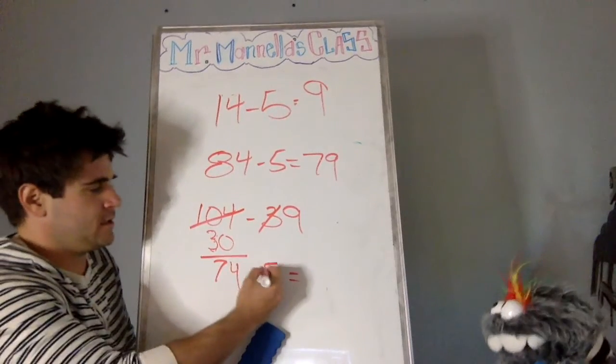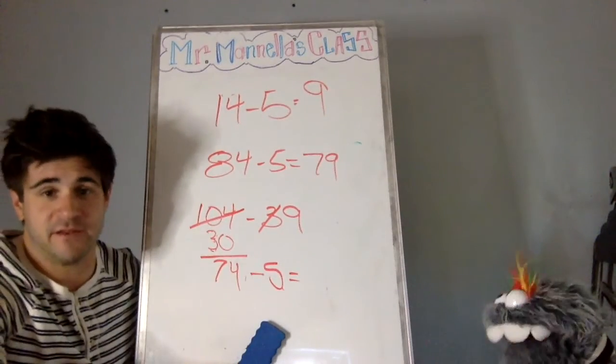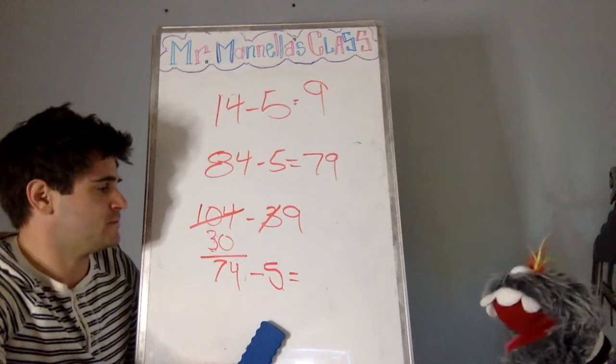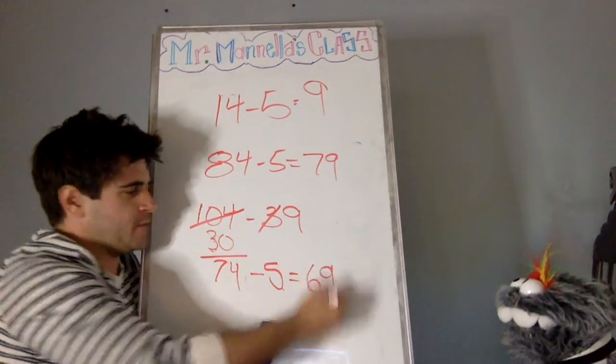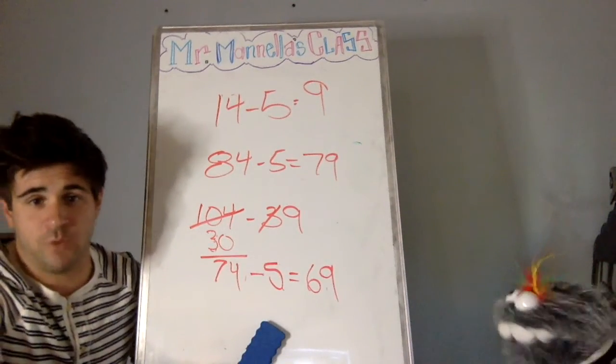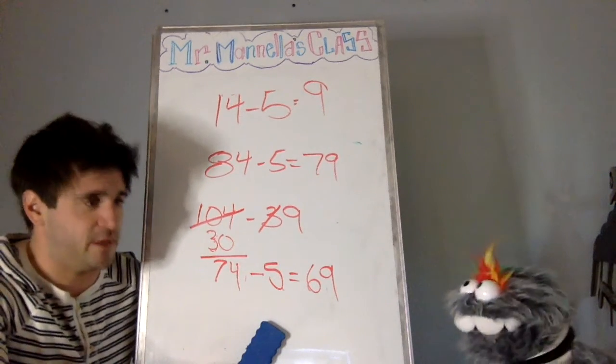Okay. There we go. That 74 looks more familiar. What's 74 minus 5? 69. Very nice. Thank you. Okay, 69. Let's move on to the last one, and then we have some other stuff to deal with.